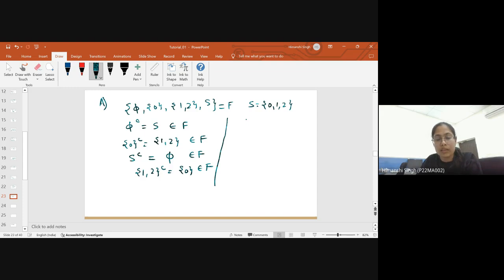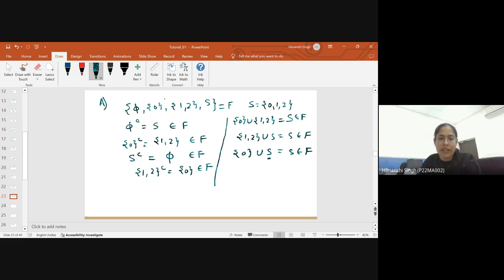Now for the union. A union of phi with any set will be that set only, so that is again in F, and there is no need to check this with phi. If I take 0 union 1 comma 2, it will be S only, which is again in F. 1 comma 2 union S is S again, and 0 union S is again S. With S, everything is S only, so it is again in F.